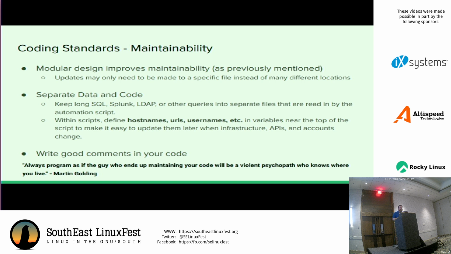Another part of this separation you can do is inside the script itself. Host names, URLs, usernames, things like that almost certainly will change at some point and need to be updated. If they're written into your script, define them as variables near the top of your script, and make it easier to find and update them later. Don't just put them into your connection string or whatever, put them all at the top of the script, or close to it at least.